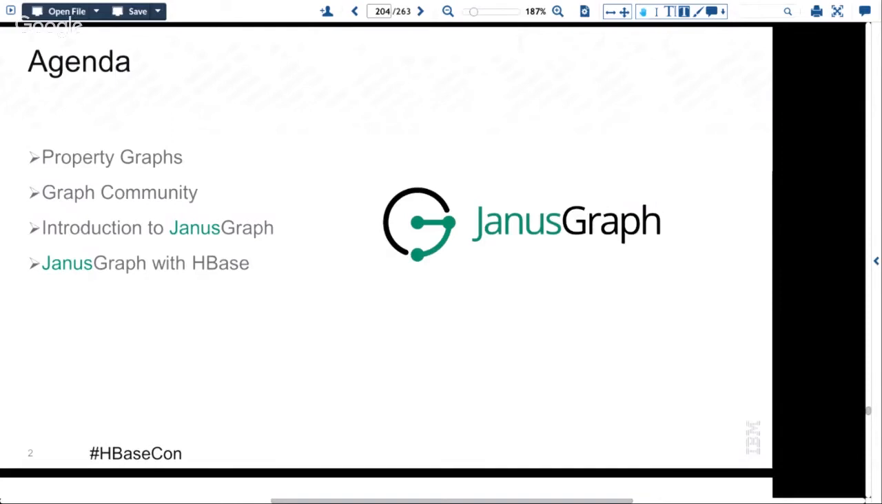So we're going to talk today about property graphs, what they are, and a little bit about the open source graph community, and then introduce JanusGraph, a project which runs on top of HBase.